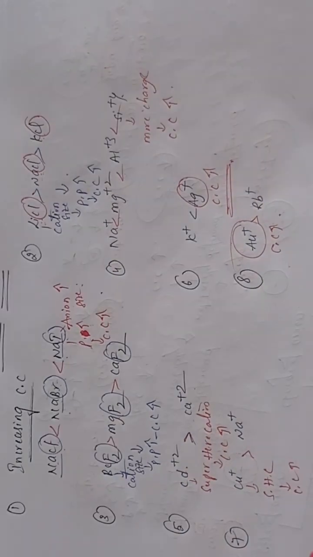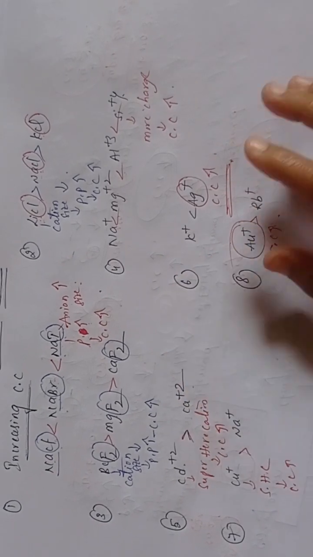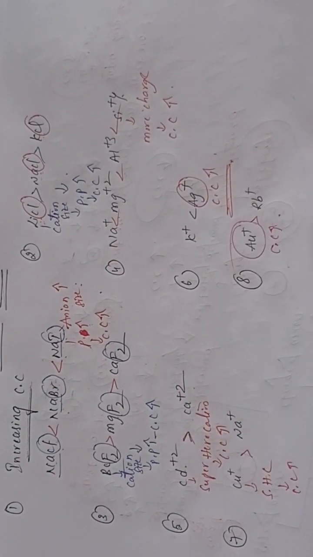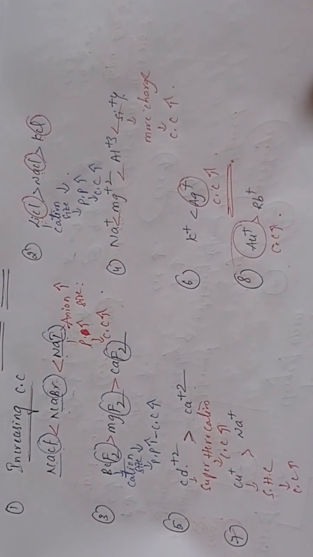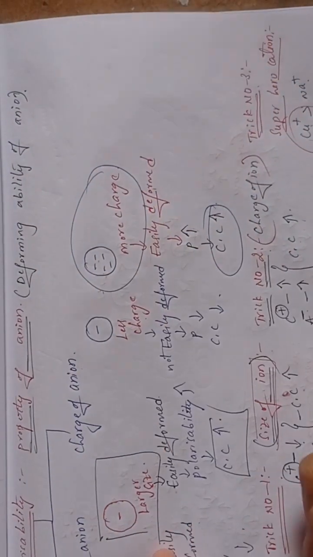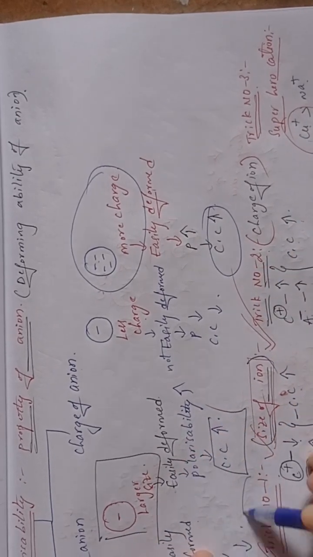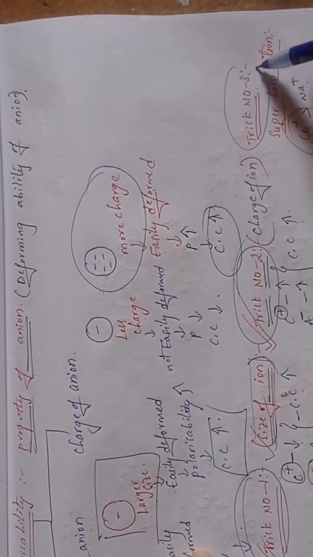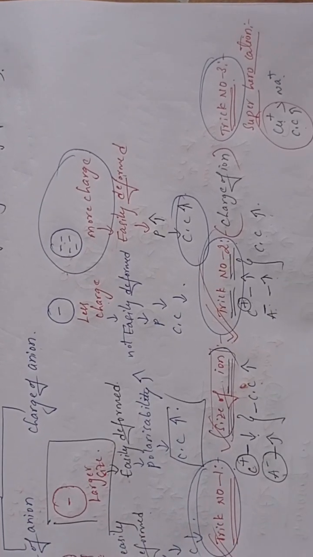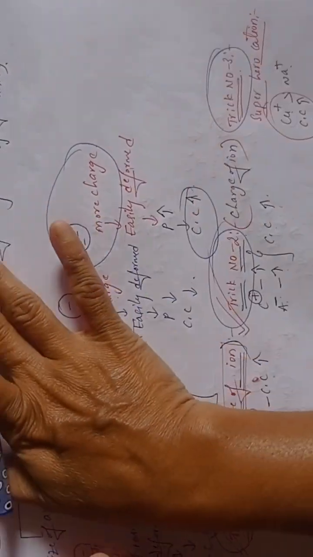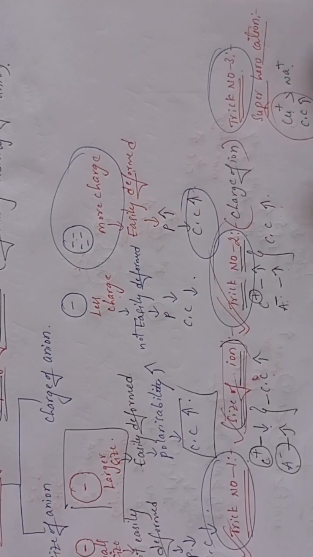Are you clear? So these are the important MCQs of Fajan's rule students. Here I discussed 8 examples. Now you have to remember these 3 tricks: trick number 1, trick number 2 and trick number 3. These 3 tricks you have to remember students. You can easily answer any questions based on this topic.